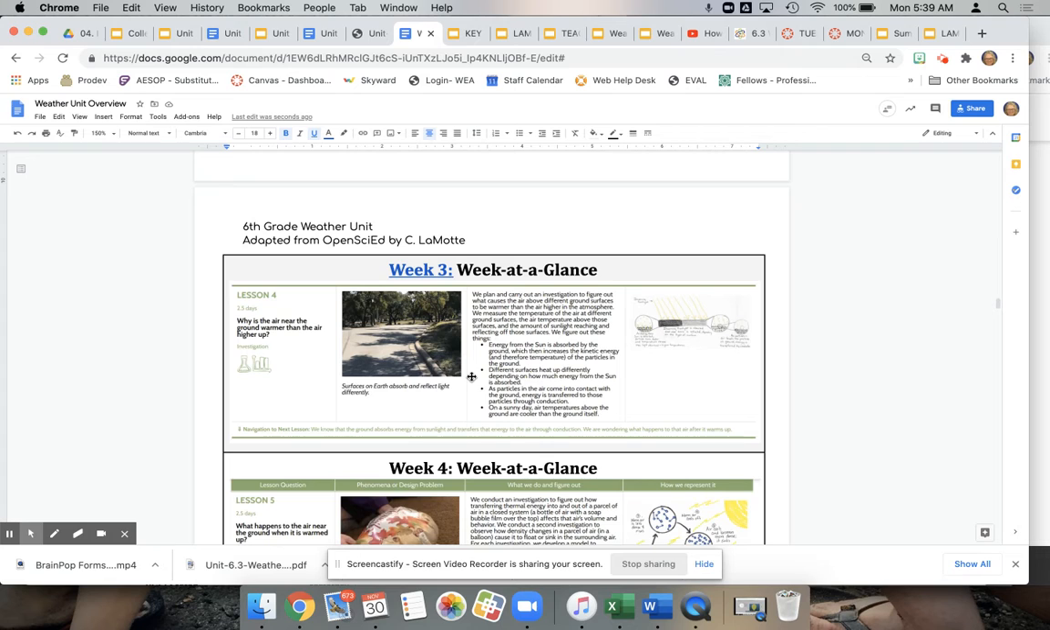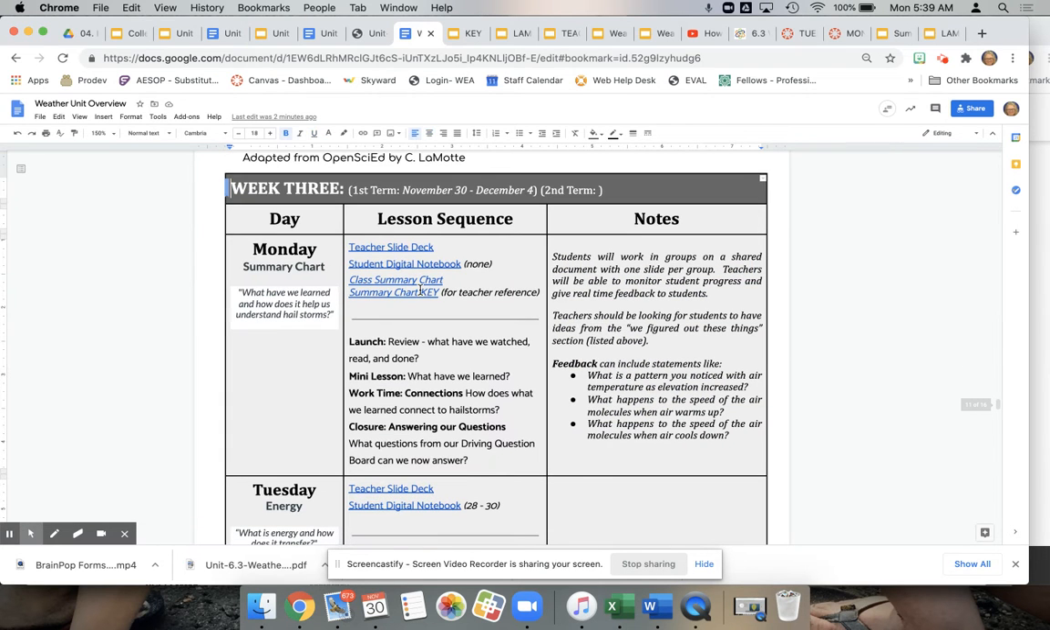And notice that during this week, we are going to have the essential question: why is the air near the ground warmer than the air higher up? You can look at this week at a glance to get an idea of where we're going. But to find out more specifics, click on this week 3 link, and it'll take you down to a more detailed summary of what we are going to be doing each day.